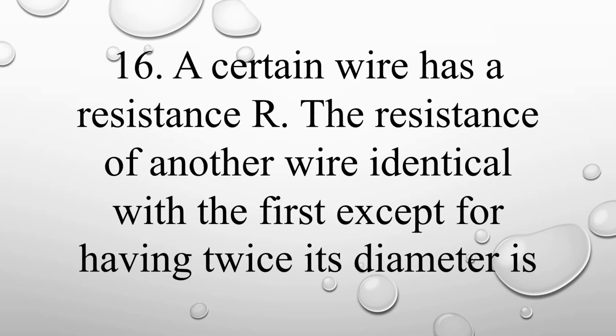Good day everyone. Today we will solve the number 16 problem from the basic principles of electricity. A certain wire has a resistance R. The resistance of another wire identical with the first except for having twice its diameter is.